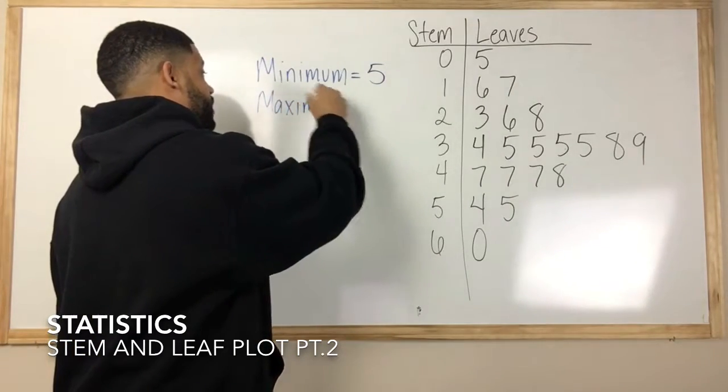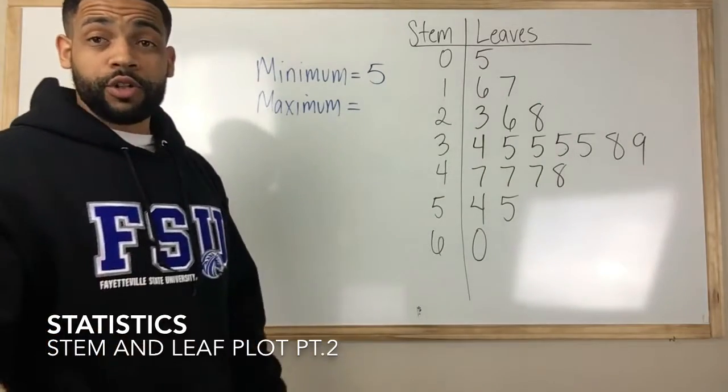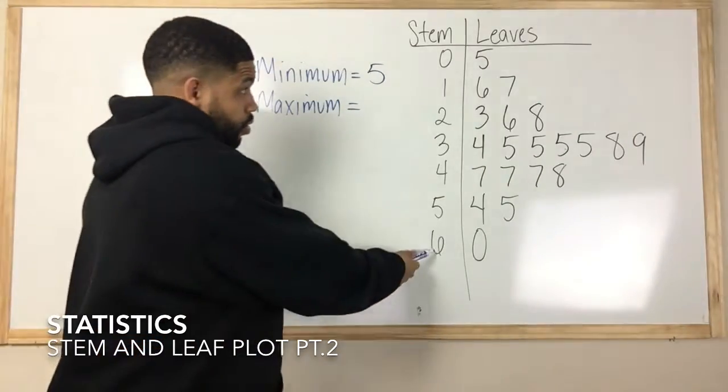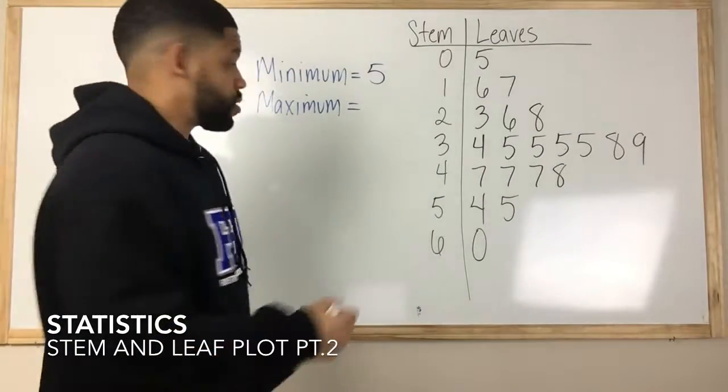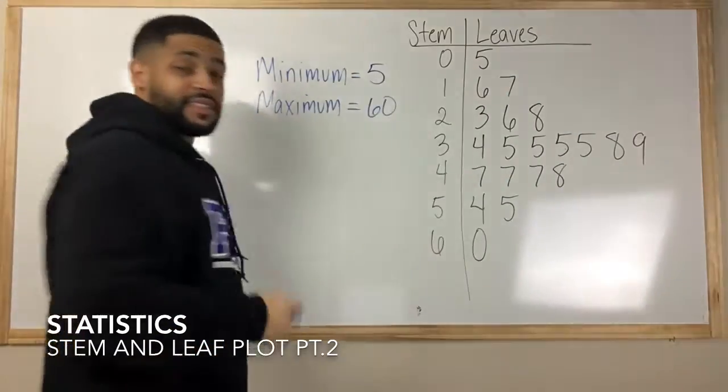We could also find out the maximum, or the largest number in this data set. The largest stem is 6, and the leaf to that is 0. So we know that the largest number in the data set was 60.